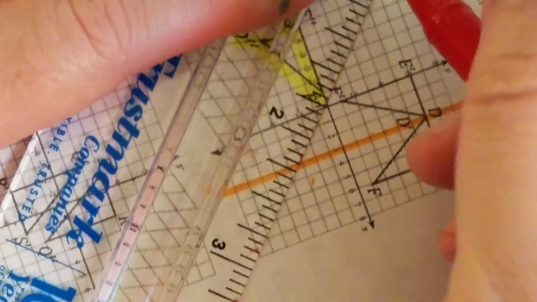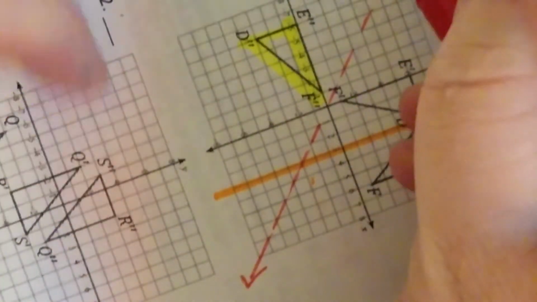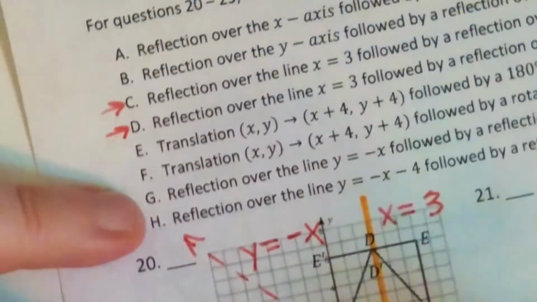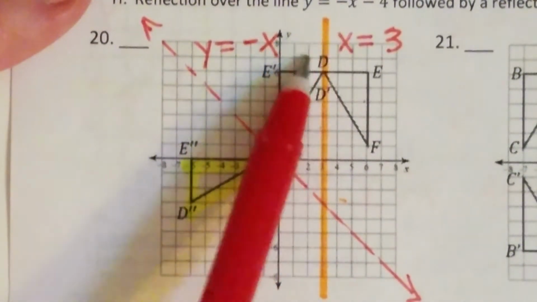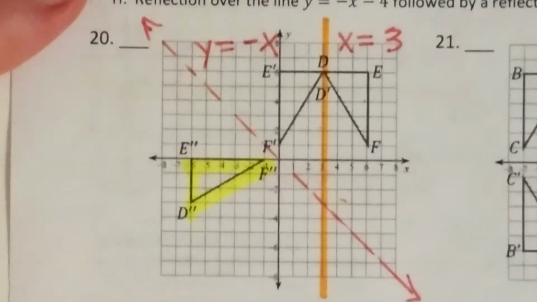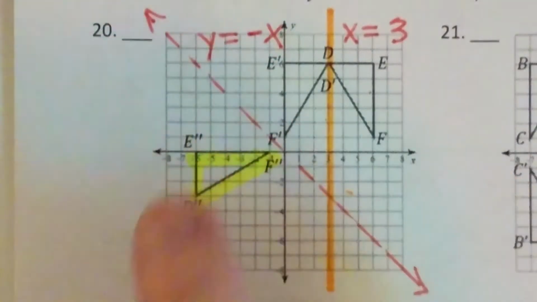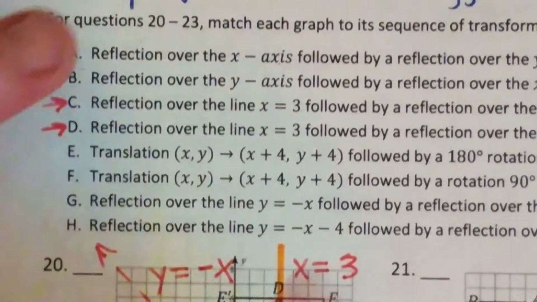I'm actually just going to do a dotted line here. So this is the line y equals negative x. Again, just put it in terms of your slope-intercept form. The y-intercept is 0, the slope is negative 1, so that's what the line looks like. Okay? So that looks like I've taken this figure and mirrored it over to get the highlighted figure. So the answer to at least number 20 is going to be D.